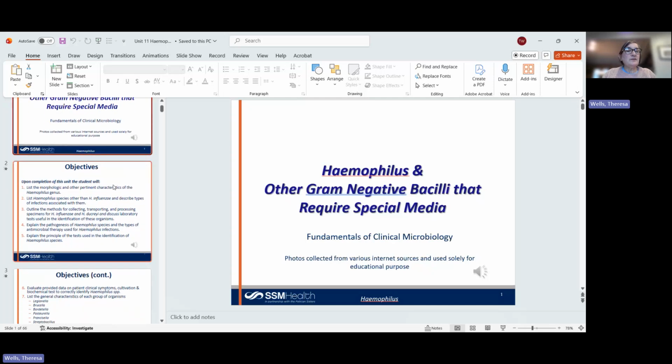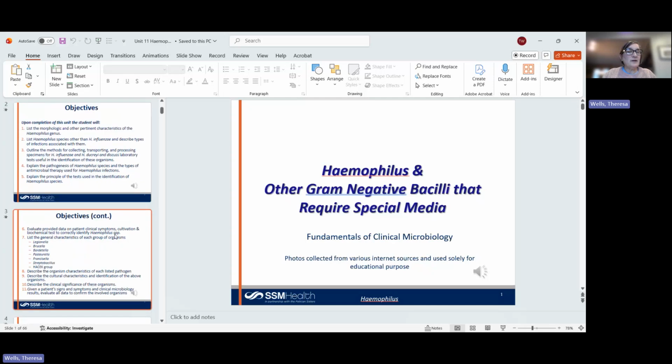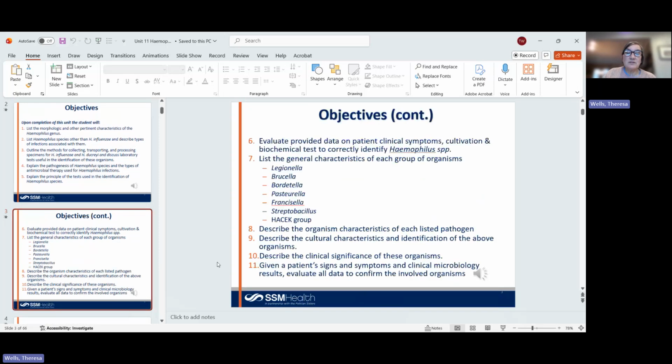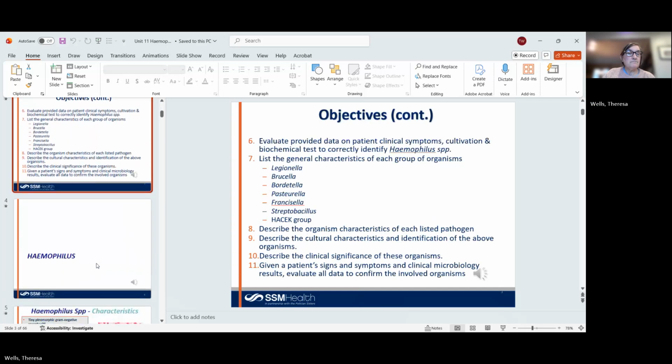Same thing going through this unit, making sure you look at the objectives, okay? These are not even necessarily unusual, but they are other gram-negative bacilli that require special media to grow. They might require buffered charcoal yeast extract. That's an example of Legionella. They might require Regan-Lowe media, such as Bordetella. So refamiliarize yourself with the main groups of organisms in this unit.